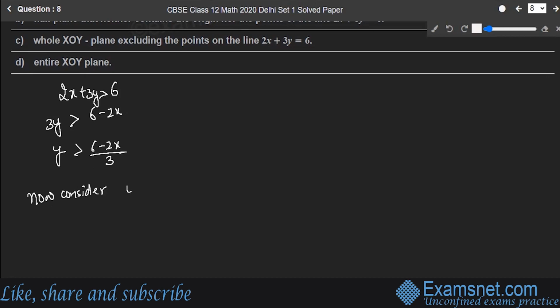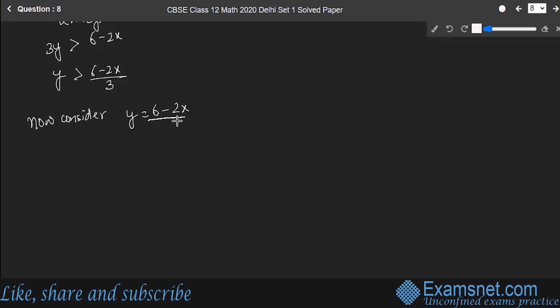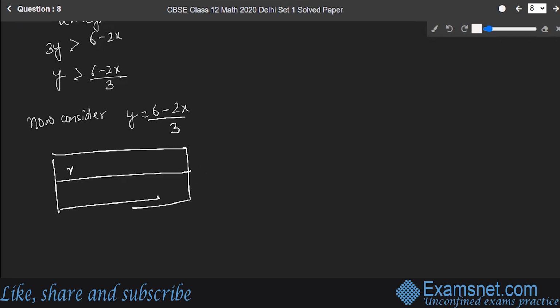Now, let's consider y is equal to 6 minus 2x upon 3 and plot the graph. So, for plotting the graph, of course, we need the coordinates. If I'm putting x is equal to 0, then y comes out to be 2. And if I'm putting y is equal to 0, x comes out to be 3. So let's plot the graph over here for the same.